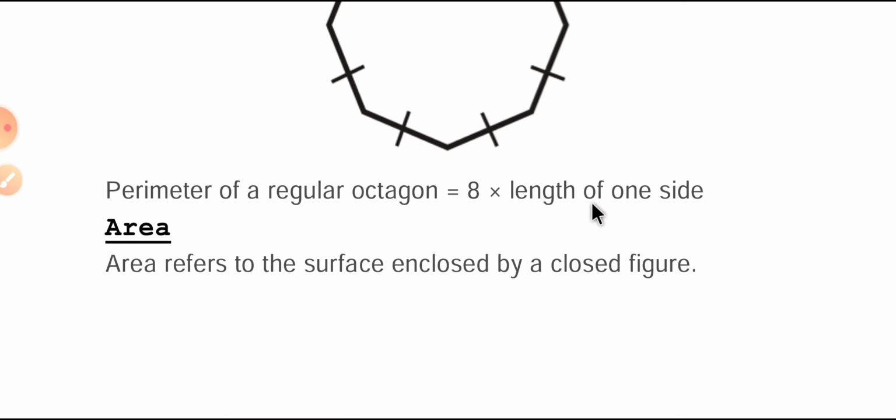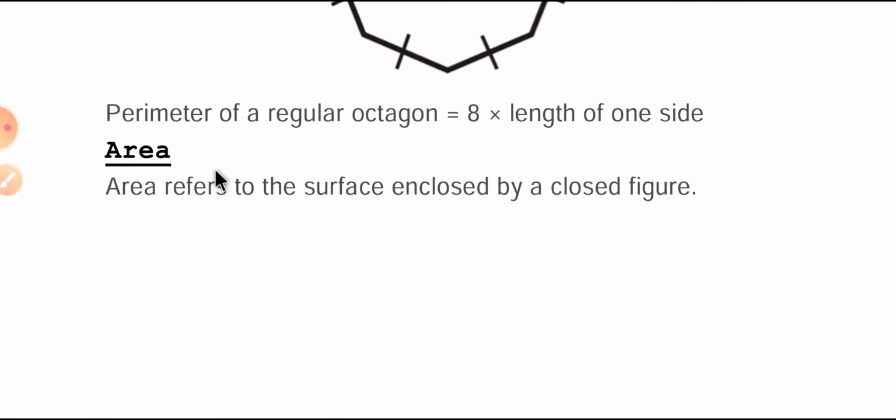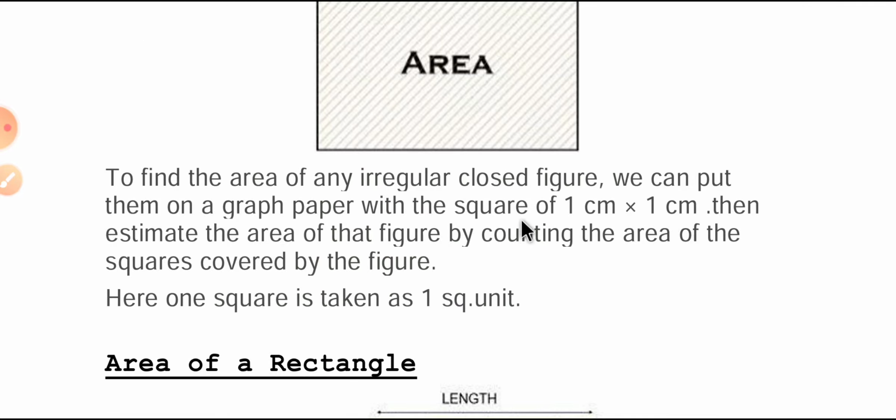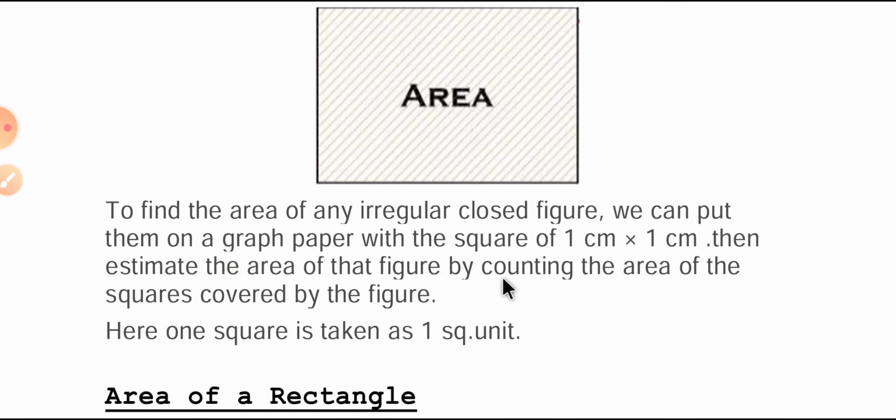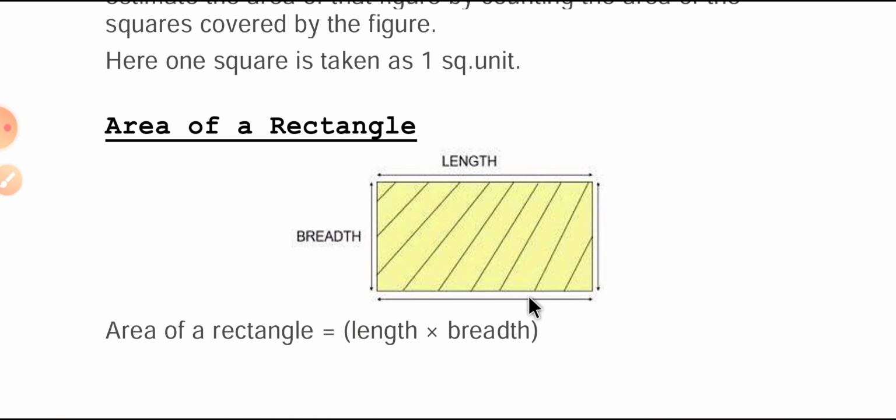So for regular polygon, you have to multiply the length of one side by the number of sides. Now let's see the area. So what is area? Area refers to the surface enclosed by a closed figure. So this one is the area. And to find the area of any irregular closed figure, we can put it on a graph paper. Irregular means जो regular नहीं रहता, जैसे कि if you want to find the area of leaves or of any irregular shape, then we can find it by using graph paper. But here in this chapter we will see only the area of rectangle and area of square.